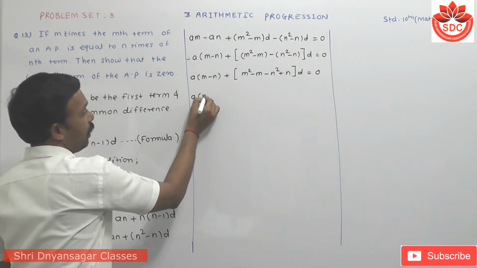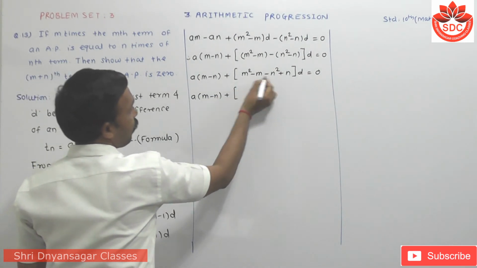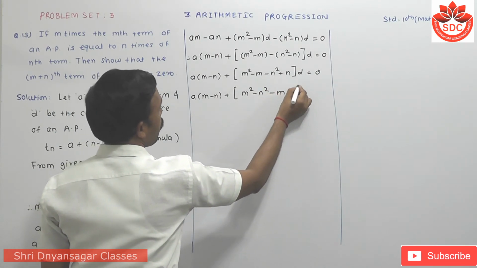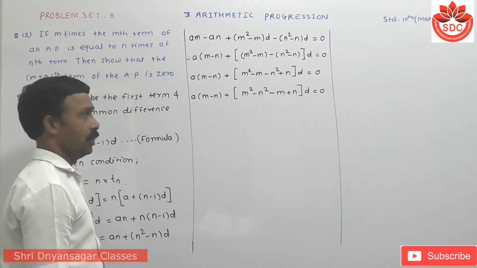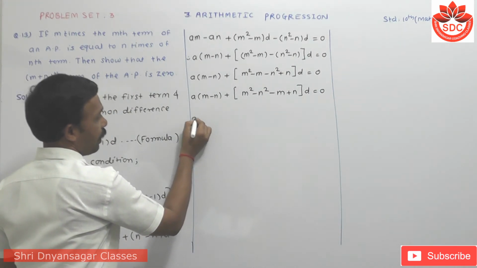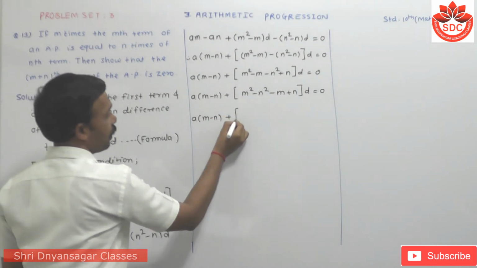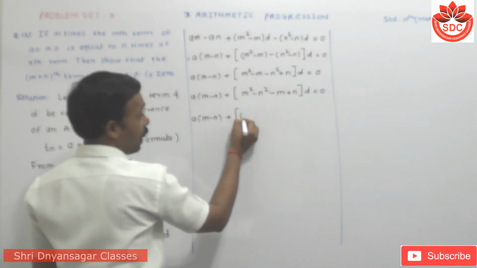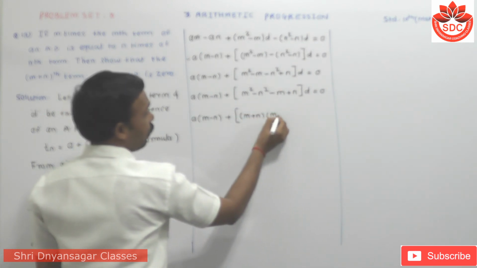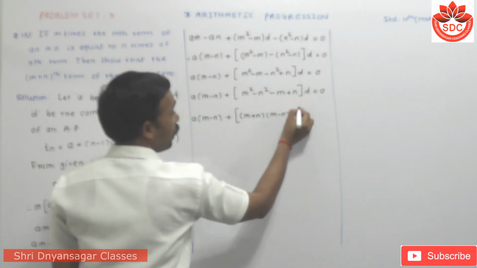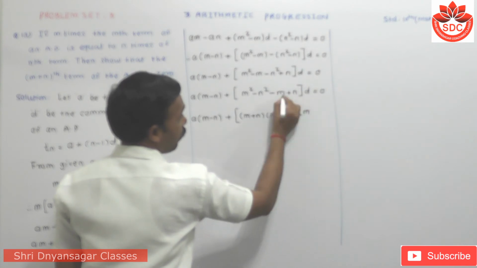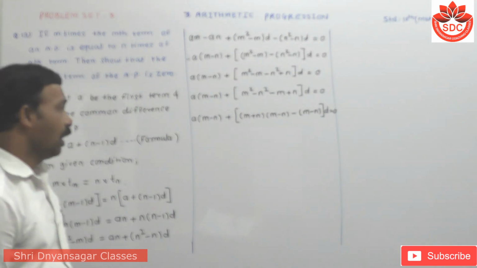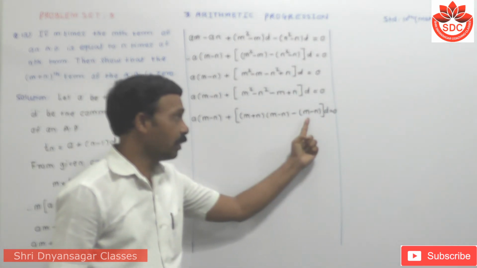Then a(m - n) + (m² - n²) - (m - n)d = 0. Then again, I write a(m - n) + here we use the identity a² - b² = (a + b)(a - b), so (m + n)(m - n) - taking the minus sign common, (m - n)d = 0. Again look carefully, here also I take common (m - n).